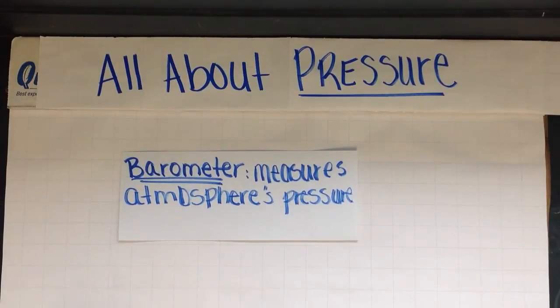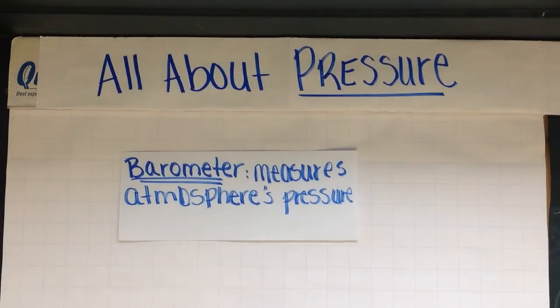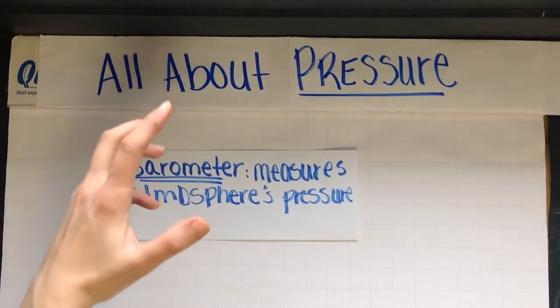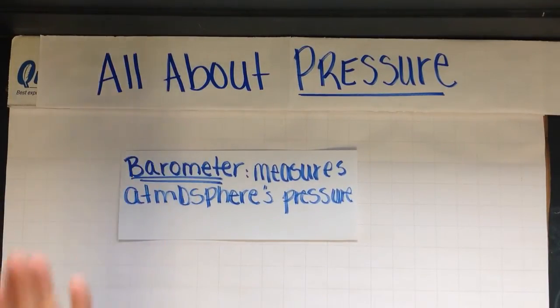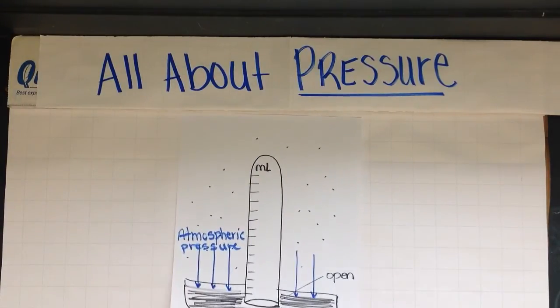So how do we measure this atmosphere's pressure? You know, we don't feel it. We're so used to it on our body, but this gas that's invisible around us actually does do something. Well, we use something called a barometer. And here's a sketch of what a barometer looks like.